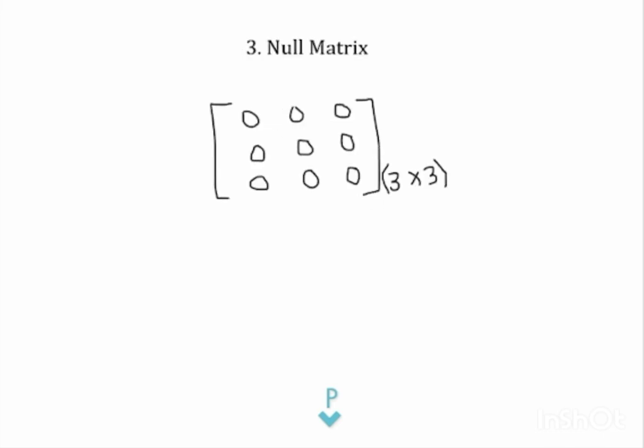The third one is the null matrix. A matrix with all 0 elements is called a null matrix. It can be of any order. For example, here is a null matrix of order 3 by 3. 3 rows and 3 columns.